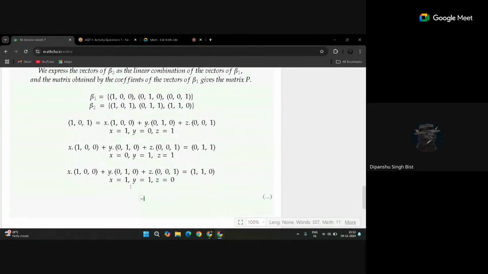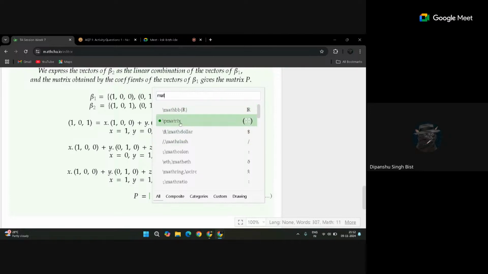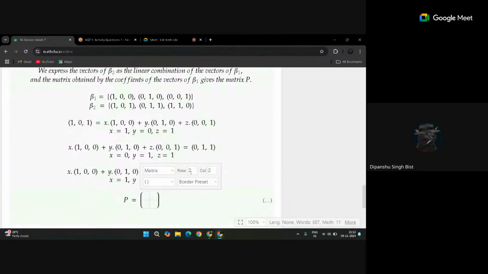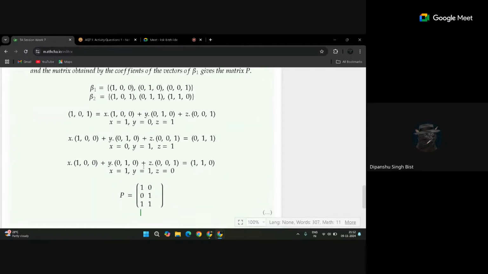So from here, the matrix P is going to be a 3 cross 3 matrix, where we have first the row 1, 0, 1, then 0, 1, 1, and then 1, 1, 0. So this is our P.